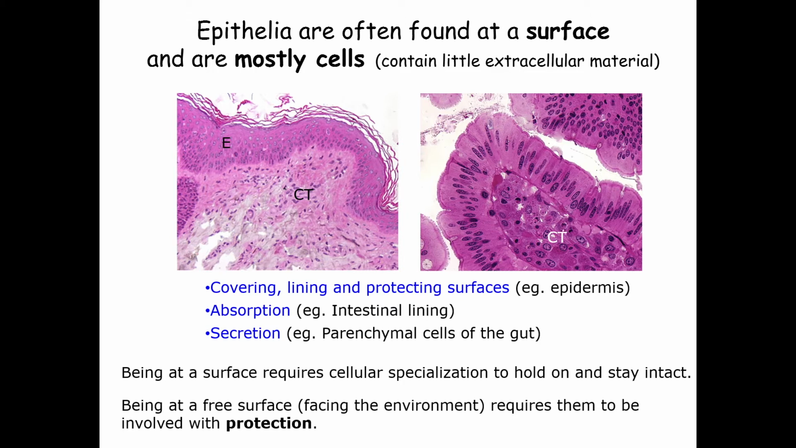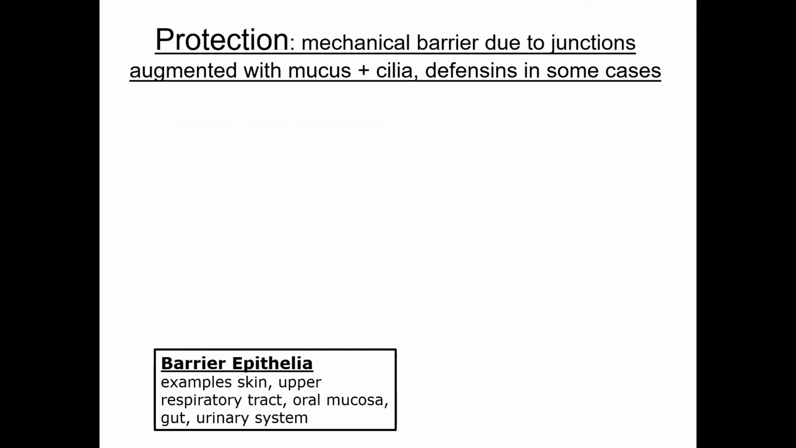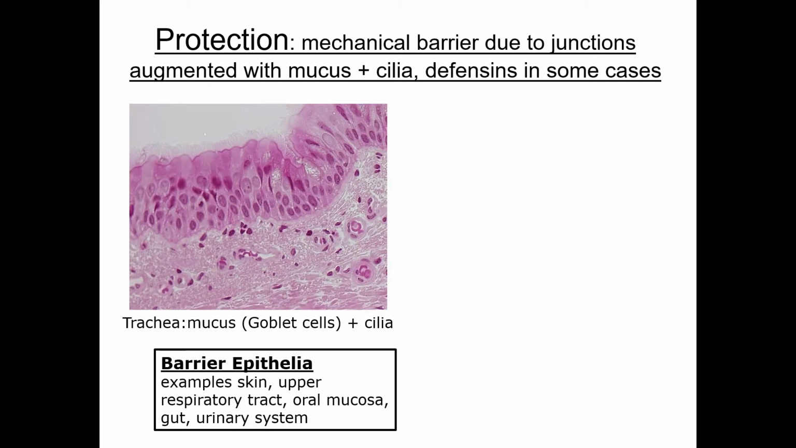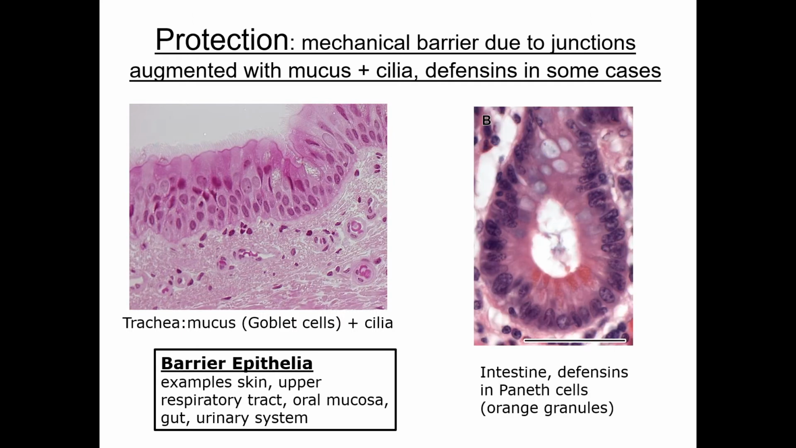Also, being at a surface means that one of the major roles of epithelia is protection. Most epithelia provide a mechanical barrier, and in some cases a chemical one. Here are 2 examples of chemical barriers: the mucus secreted by respiratory epithelium, and on the right, defensins produced by cells of the small intestine.